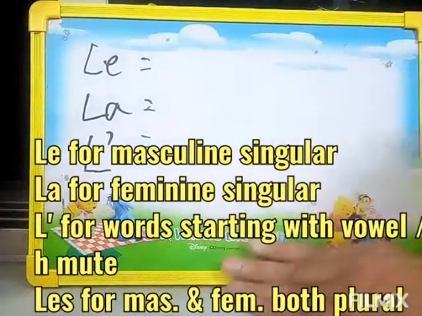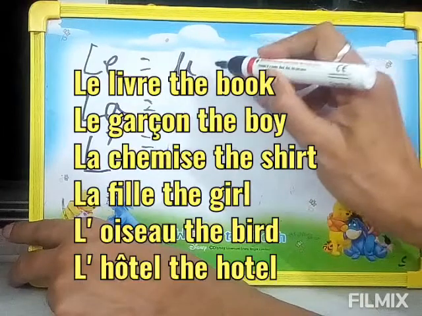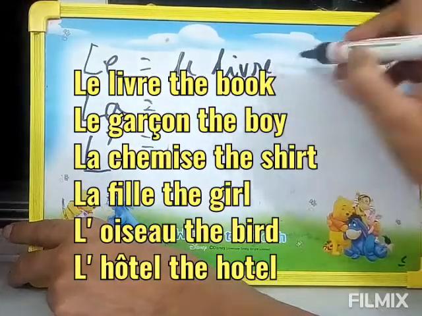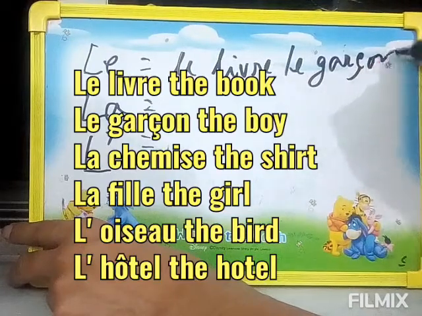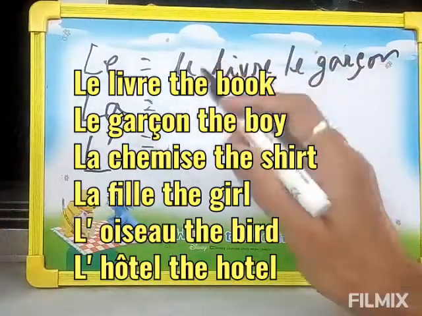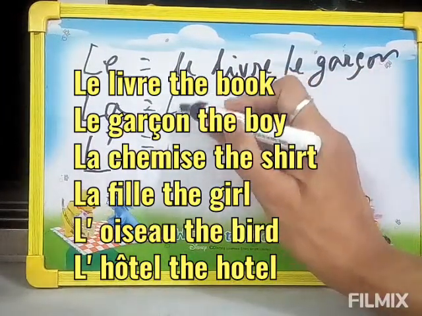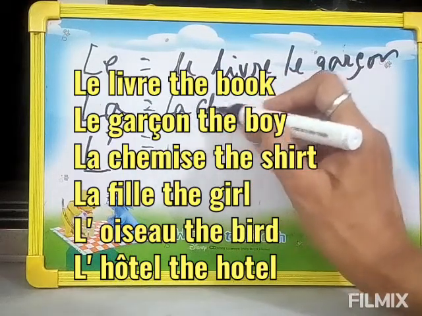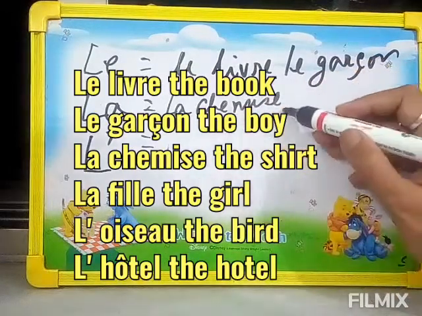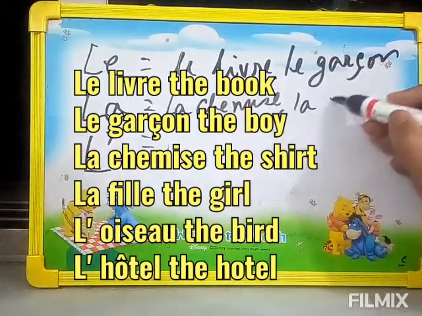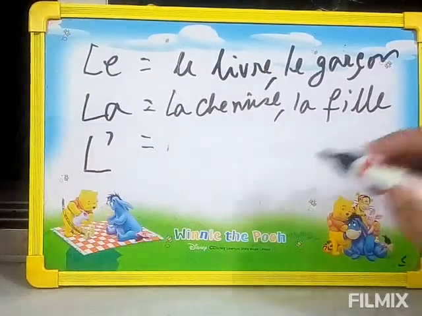Say, for example, le livre, le garçon. These are examples of le, that is the book, the boy. La chemise, that is the shirt. La fille, fille means girl, la fille, the girl.